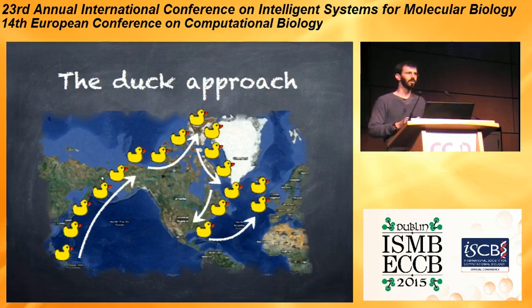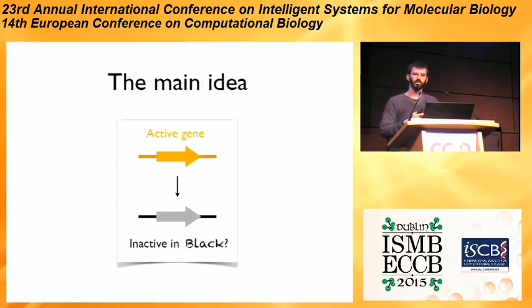So the bottom line is that you cannot modify your system, but you can still saturate it with reporters. And so the main idea of what we do is we do the reverse experiment. Instead of changing the chromatin, we bring the genes to a different chromatin type.